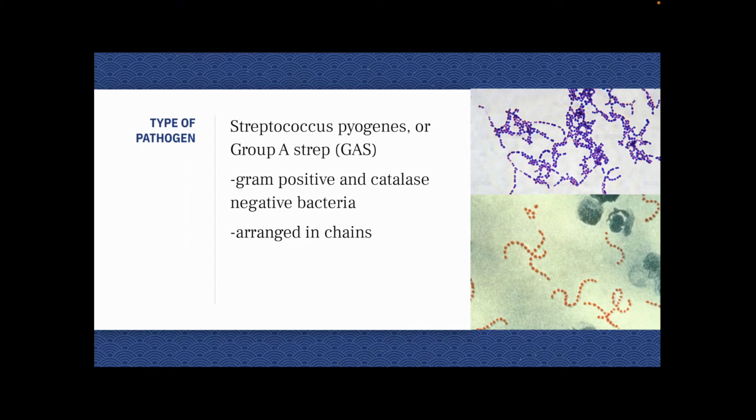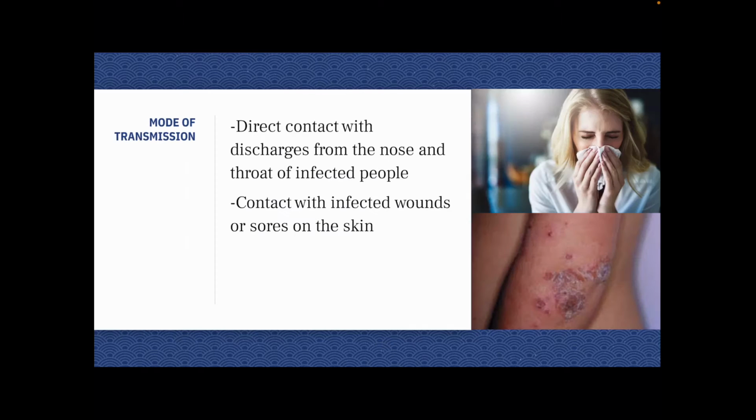Type of pathogen. The Streptococcus pyogenes, or group A strep, is a gram-positive and catalase-negative bacteria that is arranged in chains. Mode of transmission. The bacteria is spread by direct contact with discharges from the nose and throat of infected people or by contact with infected wounds or sores on the skin.